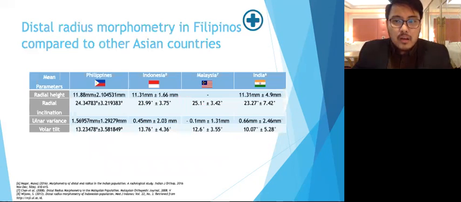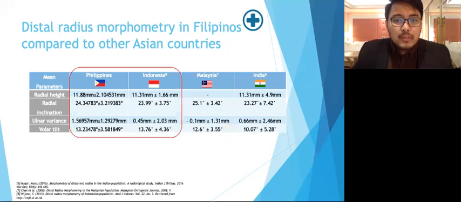Comparing the results of Filipino adults from the different Asian countries according to the other parallel cross-sectional studies, Malaysians had a larger value for their radial inclination, while Indians had a wider range of radial inclination angles. Volar tilt was also particularly smaller in Indians and Malaysians than Filipinos. But according to the data gathered amongst the sample population, the morphometric parameter values of the distal radius in Filipinos is very similar to the distal radius profile of the Indonesians.